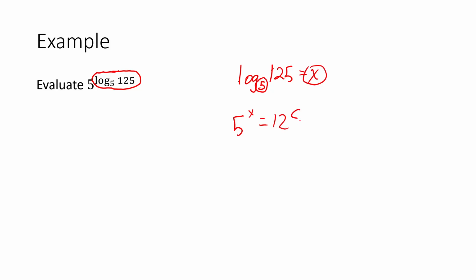How about 5 to the exponent log base 5 of 125? Well, the first thing we should do is figure out what the log base 5 of 125 equals. So let's let the log base 5 of 125 equal x and solve for x. If we write this equation out, then we're saying 5 to the exponent x equals 125. Well, this would mean that x is equal to 3, because we know 5 to the exponent 3 is equal to 125. So the log base 5 of 125 is equal to 3.